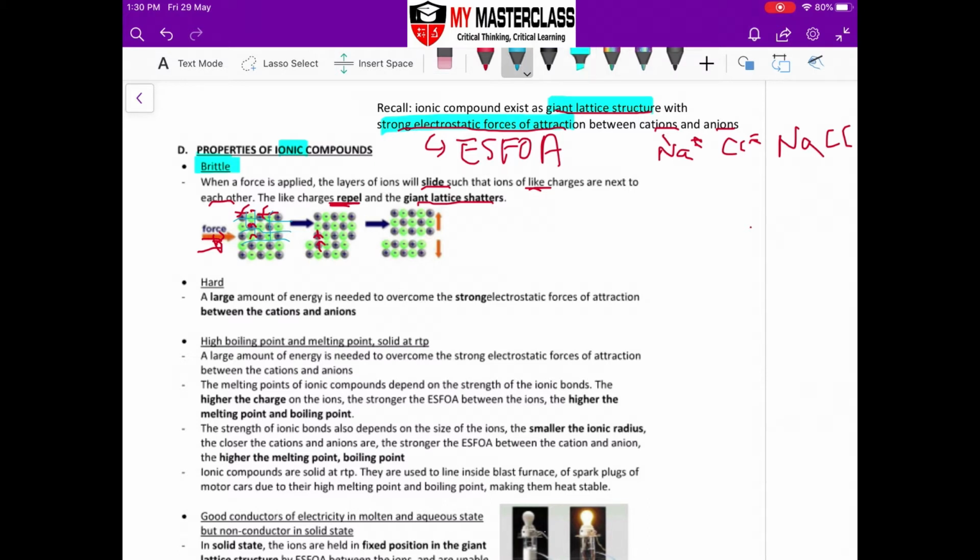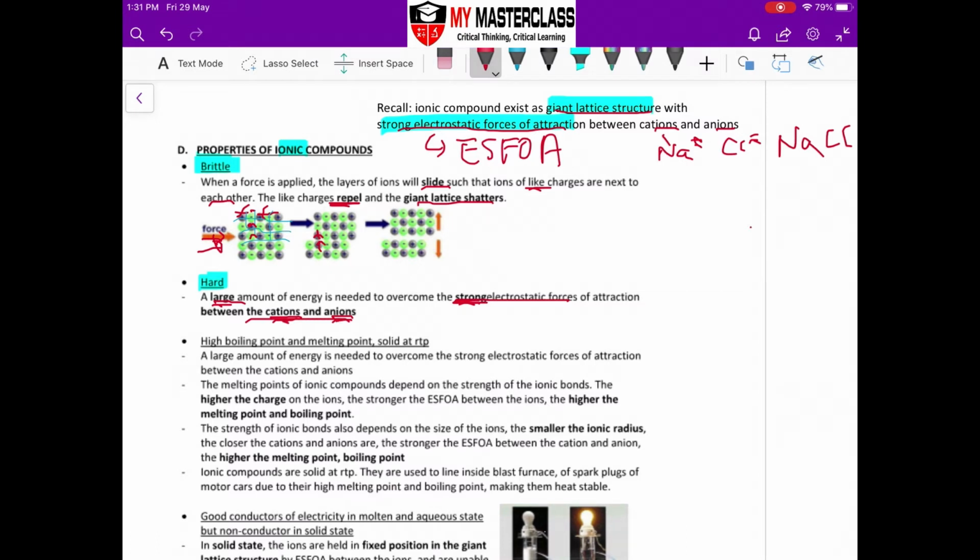The next property that we are going to look at is hardness. Ionic compounds are hard. Why is it that they are hard? It is because a large amount of energy is needed to overcome the strong ESFOA between the cations and anions. Remember, in terms of chemical bonding, we always have to say exactly what the attraction force is between. In this case, the ionic bond is between the cations and anions. We have to be specific about it. Since the electrostatic force is strong, I need more energy to break or overcome these forces of attraction. So a large amount of energy is needed to overcome the strong electrostatic force of attraction between the cations and anions.